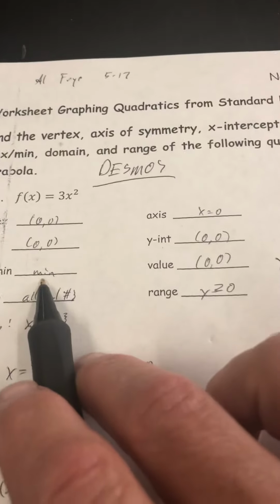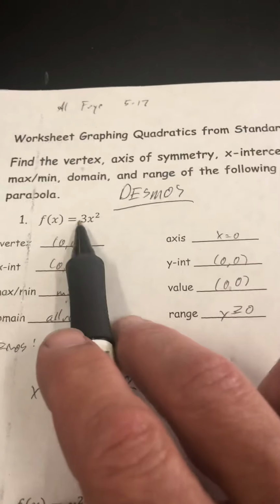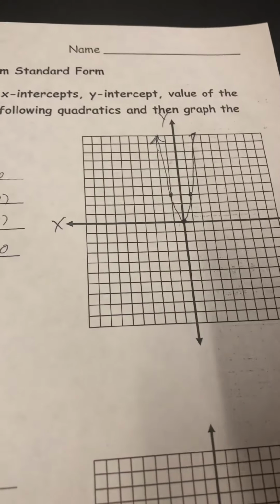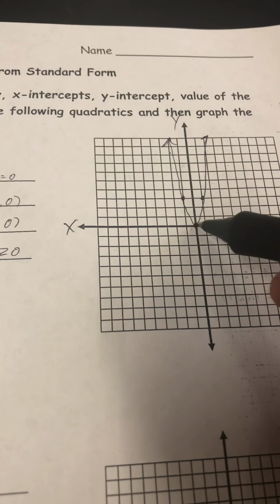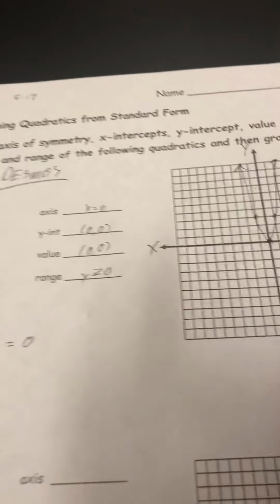It is a minimum value. It's a minimum value because this is a positive x squared value. So being positive, it's going to be like a smile. And this is going to be the bottom of that smile. So that's going to be the minimum value of the vertex. That value of that vertex is 0, 0.